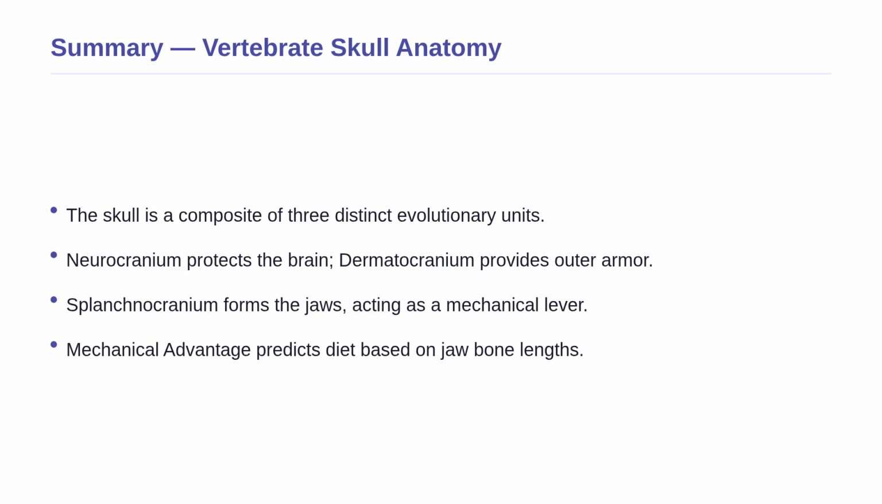This brings us to the end of our journey. So, let us review the most important ideas. First, we learned that the vertebrate skull is not a single bone, but a magnificent composite structure born from three distinct evolutionary origins. The neurocranium provides the deep foundation to protect the brain, while the dermatocranium wraps the system in protective dermal armor.